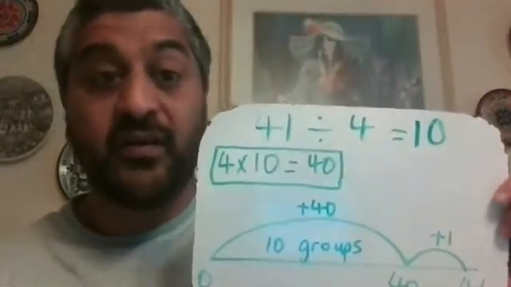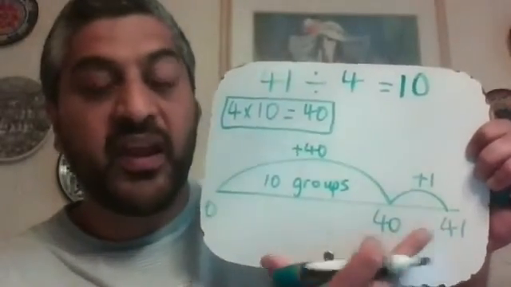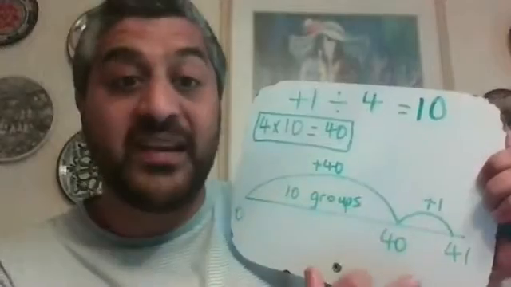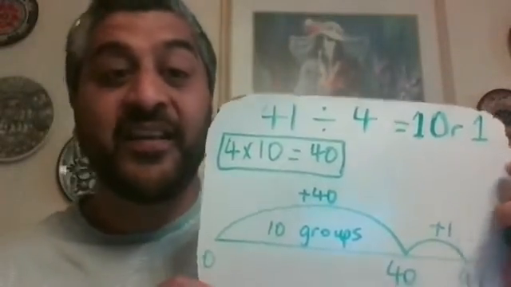So I've got 10 groups. 41 divided by 4, I've got 10 groups, but I've got one left over. I've got that one jump extra of 1, and that's called a remainder. If you have anything left over, it's called a remainder, okay? So my answer is 10 remainder 1. That's my answer to this question, all right? So there are 2 different ways of using a number line, using groups of and using your times tables, to help you to work out the answer to division questions, okay? We're going to go through one more example.